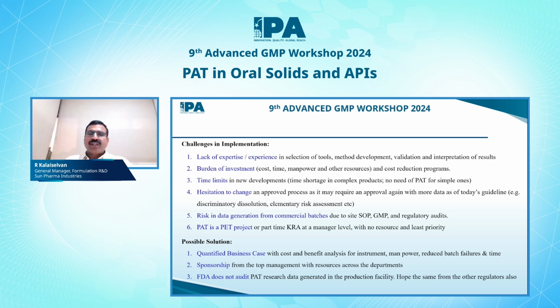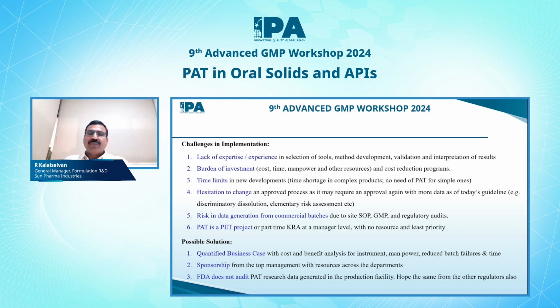Then hesitation to change an approved process, as it may require approval again with more data as per today's guidelines, like discriminatory dissolution and elemental risk assessment, etc. So there is risk in data generation from commercial batches due to SOP, GMP, and regulatory audits. PAT is a pet project in some cases, a pet project of the manager or director level with no or low resource and least priority in the product list.